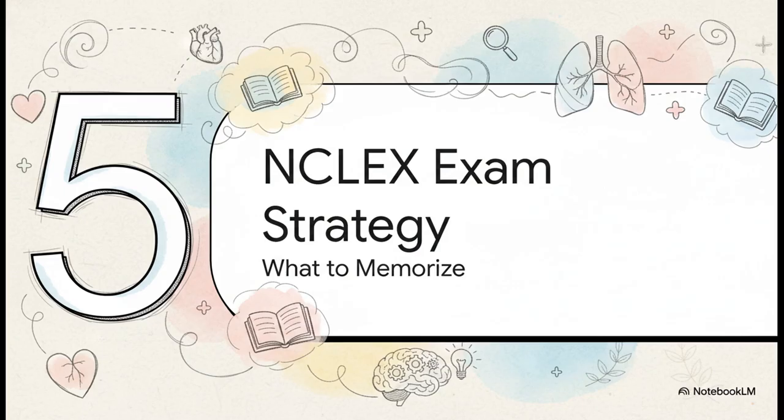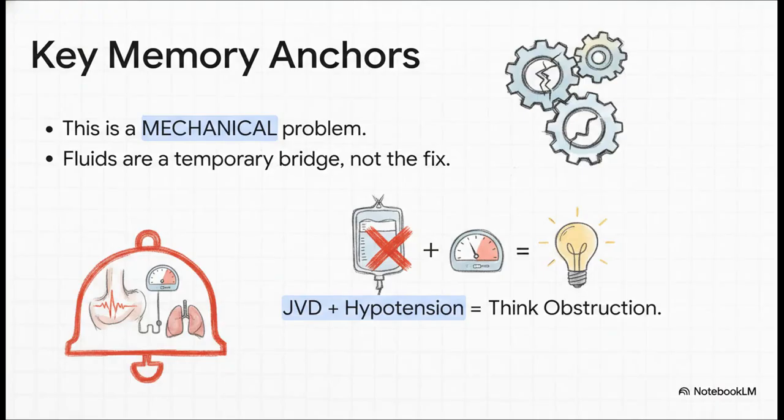All right, let's pull everything together for exam day. We're going to do a rapid-fire review of the things you absolutely must have locked in your brain. Think of these as your mental shortcuts. First, it's a mechanical problem. Second, fluids are not the fix. Third, that magic combo: JVD plus hypotension means you have to think obstruction. And finally, if you see all of that plus sudden respiratory distress, that is a code red life-threatening emergency.